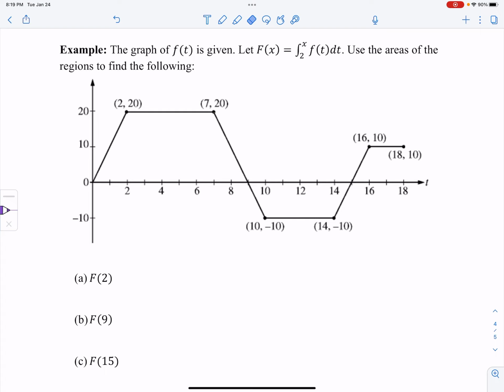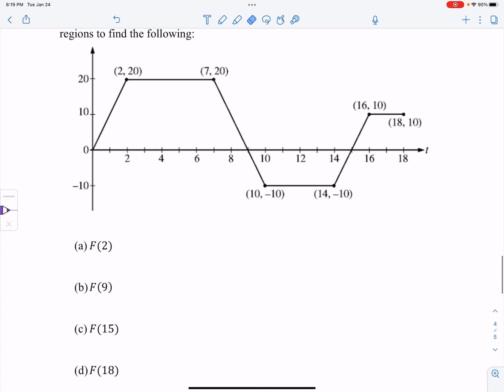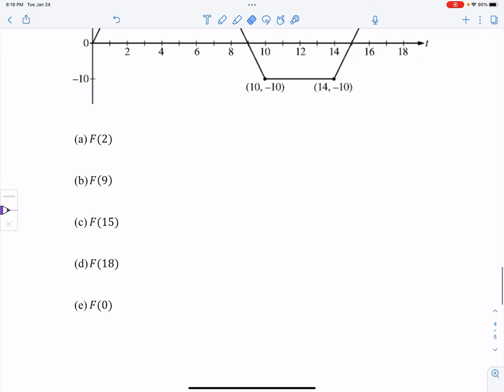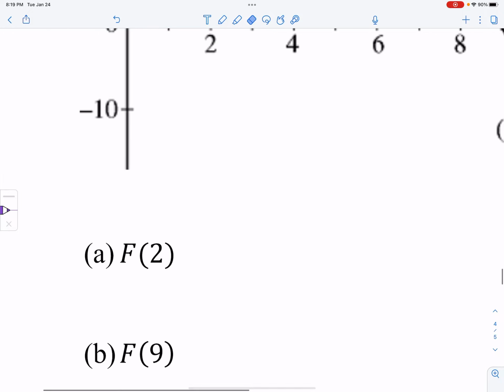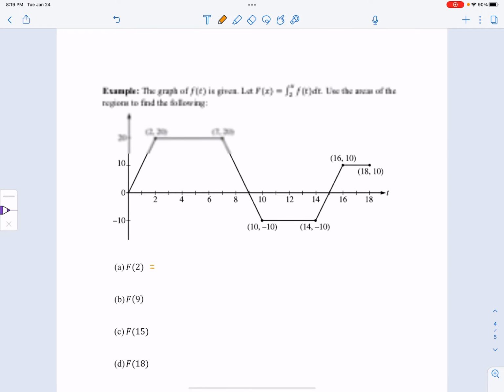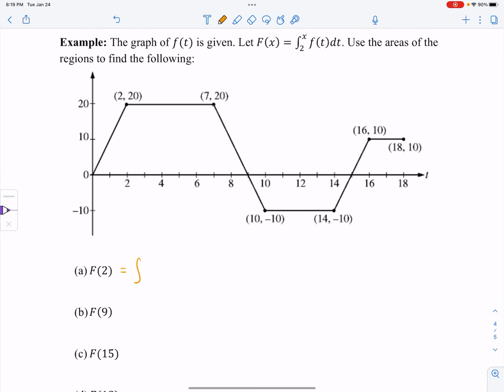Let's go ahead and determine what these values are. So F of 2, that means this is going to be 2 to 2. This is a property of definite integrals. That'll just be 0. When the lower and the upper limit of integration are the same, that's just 0. F of 9, so 2 to 9.